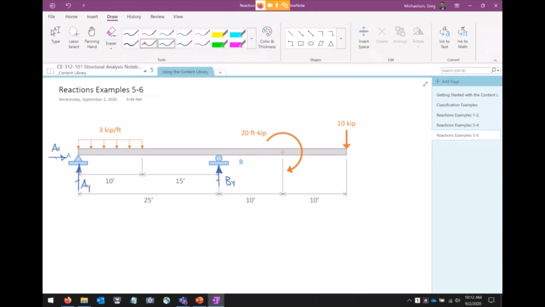Okay. Second thing I'm going to do is idealize this distributed load that I have here on the left. I have 3 kips per foot over a distance of 10 feet. Hopefully by now this is becoming pretty rote and routine. So 3 kips per foot over a distance of 10 feet can be idealized with a single 30 kip load, and then that distance is 5 foot. You can put 5 foot on this one as well. Okay. Everybody good so far? Any questions?